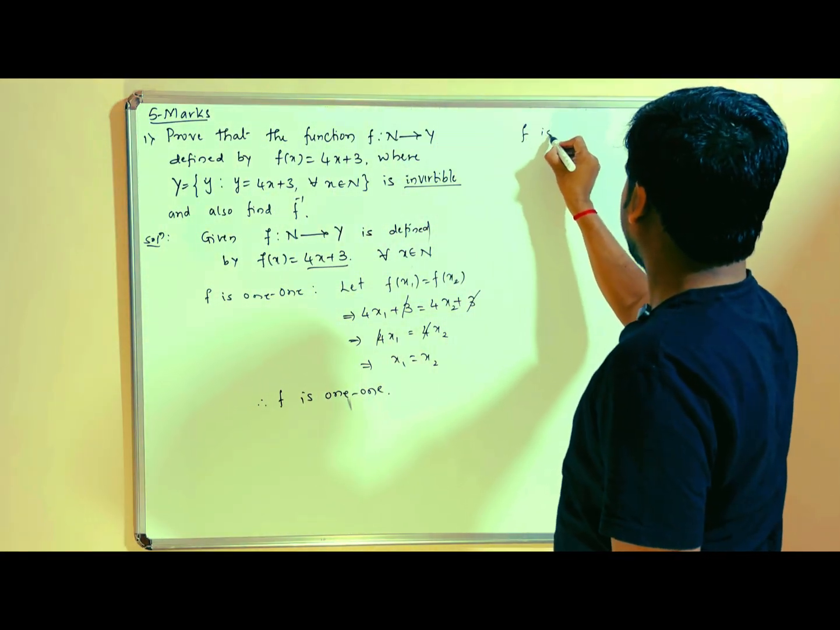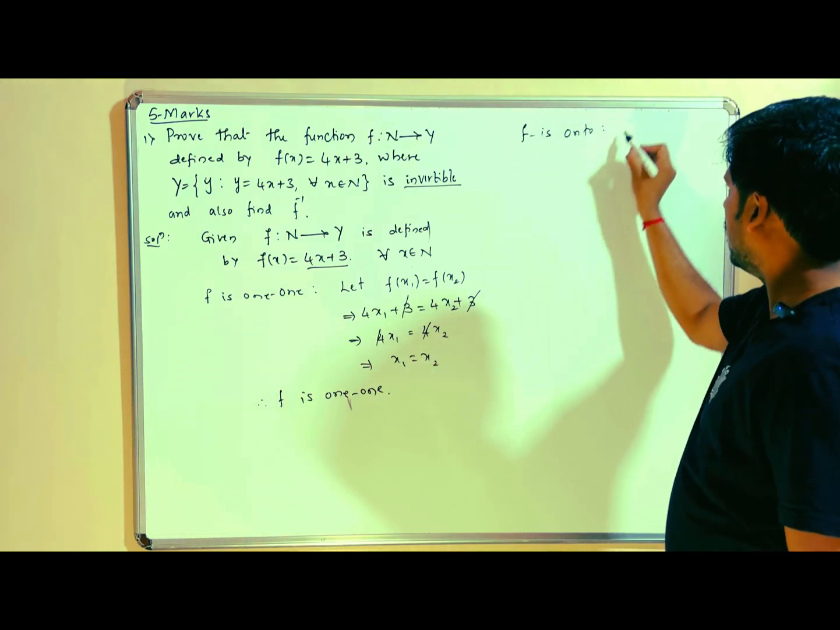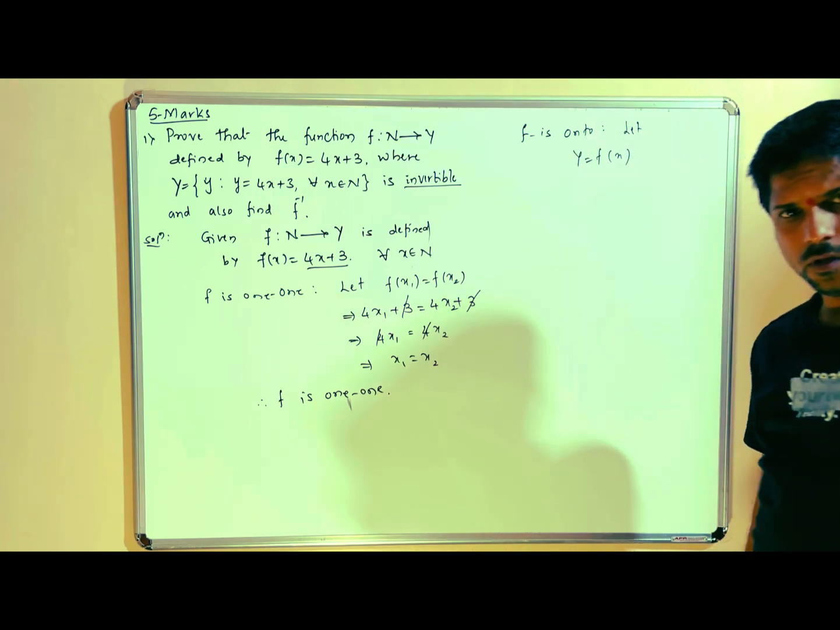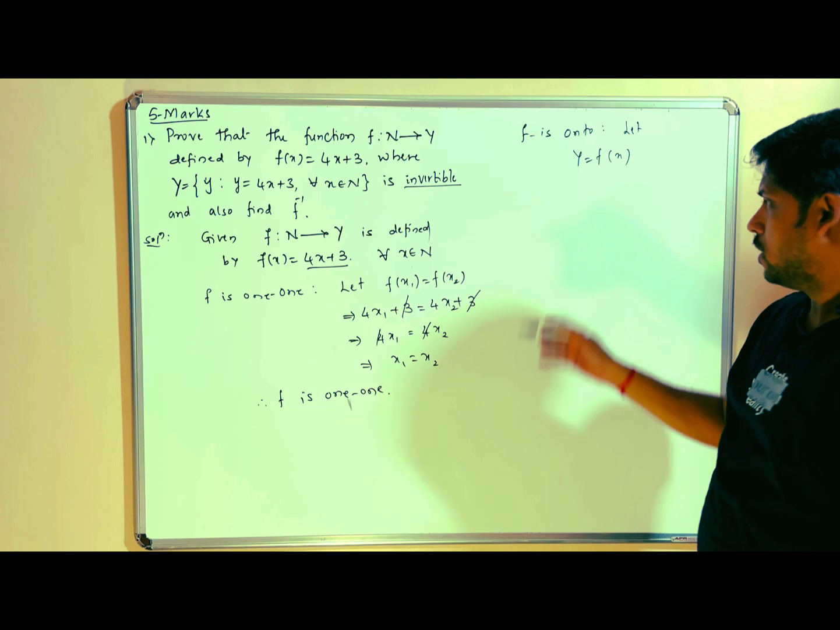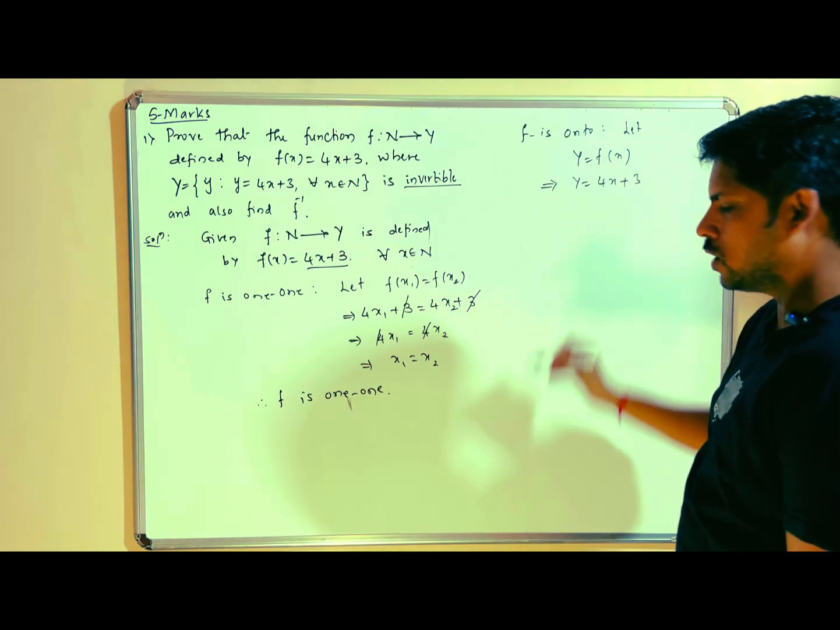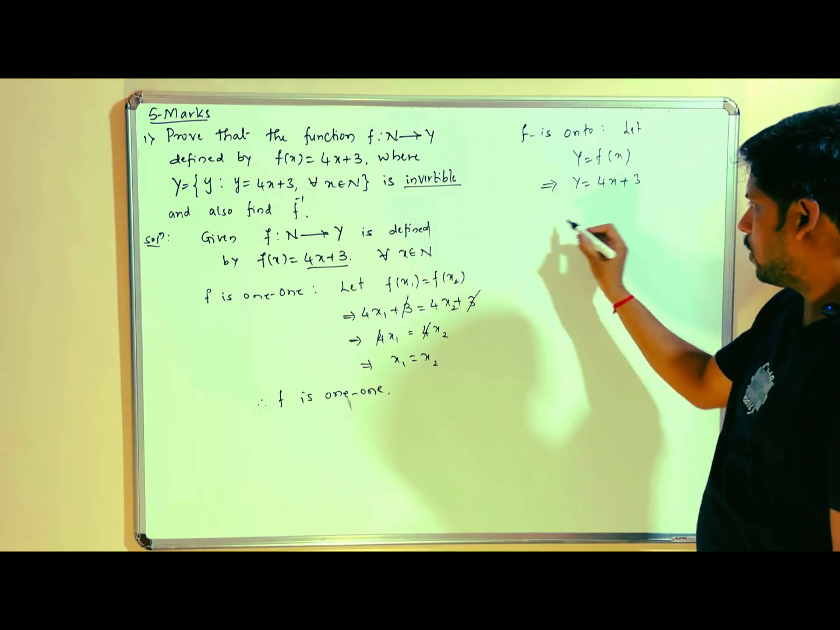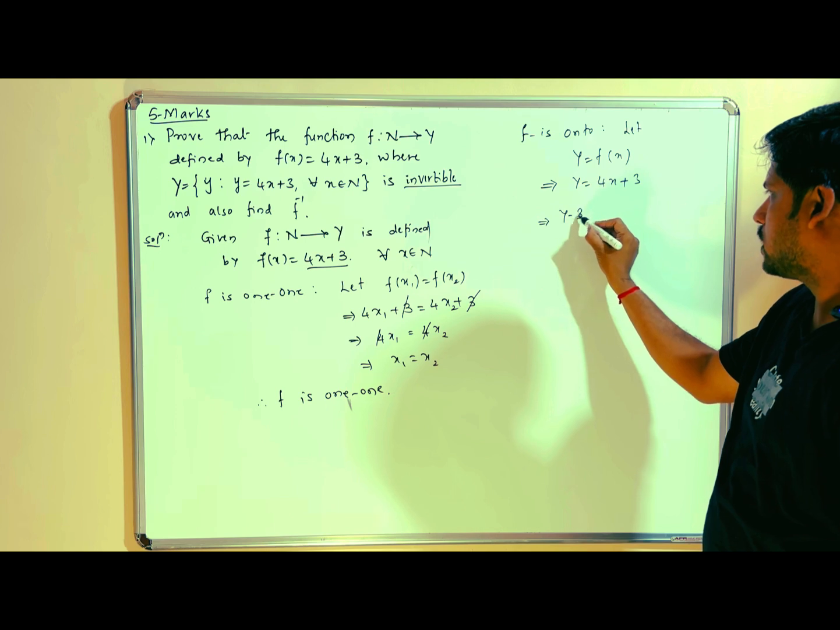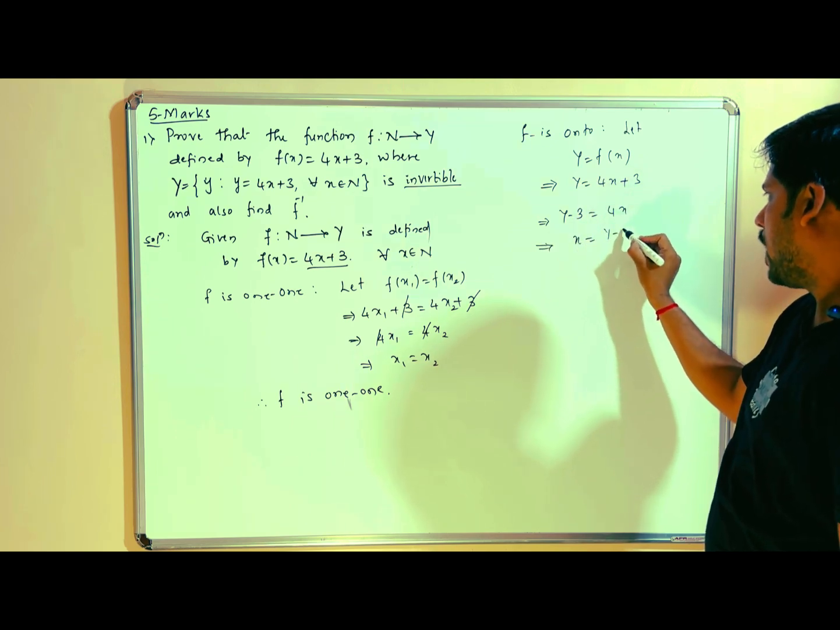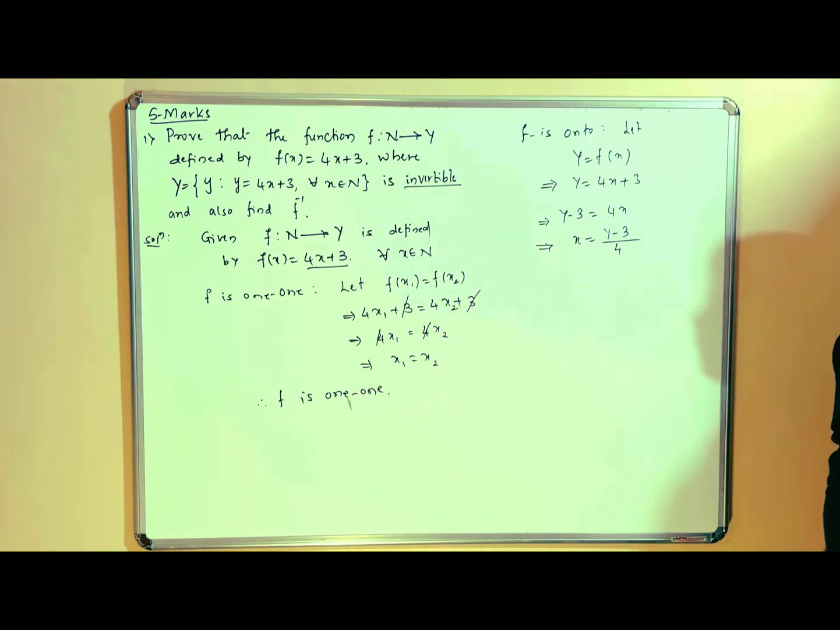Then what about f is onto? Onto definition: let y is equal to f of x. Then we have to solve this for x, right? So what is f of x here? Given y is equal to 4x plus 3. Solve this equation for x. We get plus 3 to the LHS, it becomes minus. So that is y minus 3 is equal to 4x. Then x is equal to y minus 3 divided by 4.